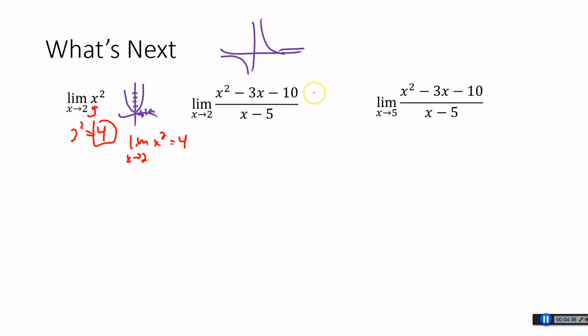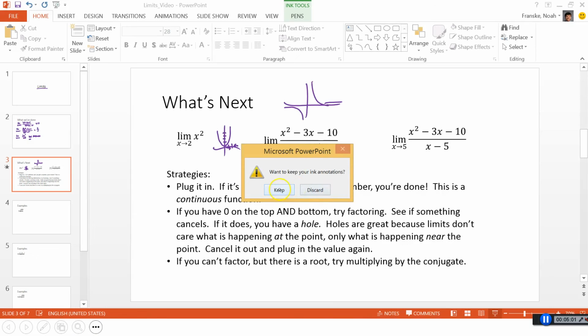Okay. The next one, very similar. If I plug 2 into this equation, on the top, I get 4 minus 6 minus 10. And on the bottom, I get negative 3. 4 minus 6 is negative 2, minus 10 is negative 12 over negative 3 is also 4. Didn't even plan that. So as x is approaching 2, the y values should approach 4. And let's take a look and see if that is the case.